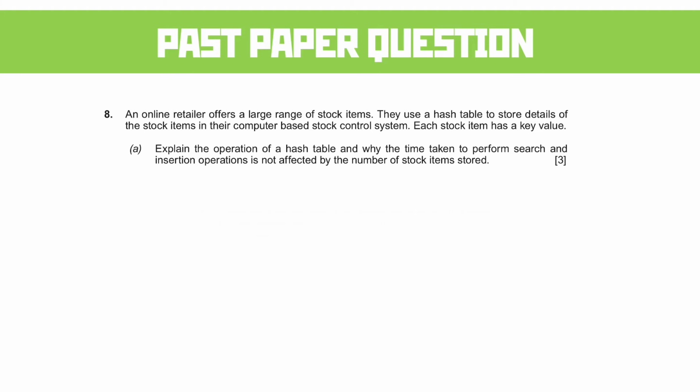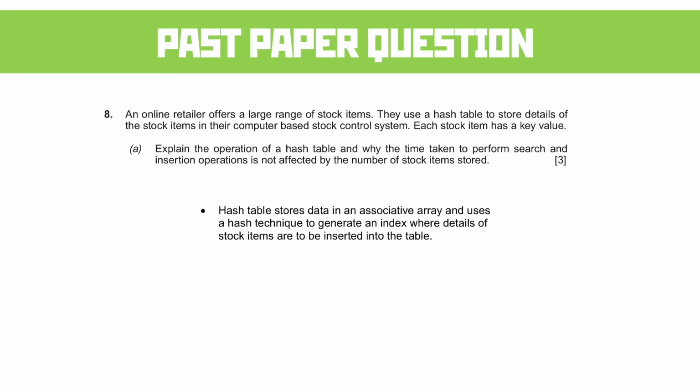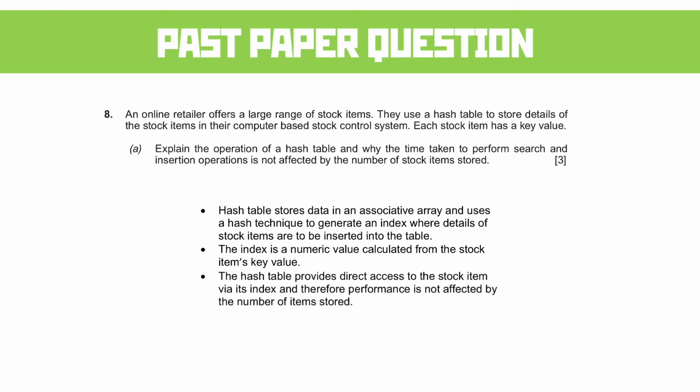So, hash tables store data in an associative array and use a hash technique to generate an index where details of stock items are to be inserted in the table. What we're saying here is that a hash table takes the data, creates a numerical value for it, and identifies where it should be put into the table. It's an index calculated from the key value, and the hash table provides direct access to the stock item, and therefore it's not affected because it should almost be an instantaneous search.